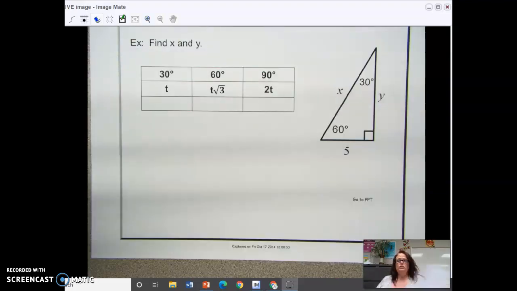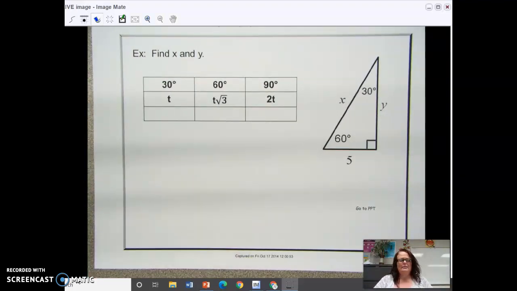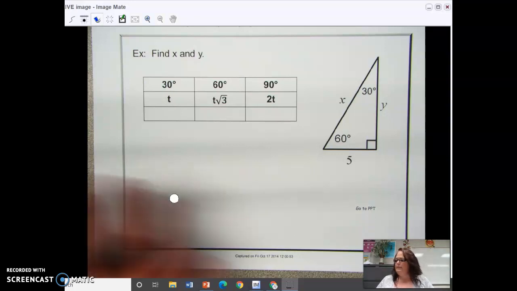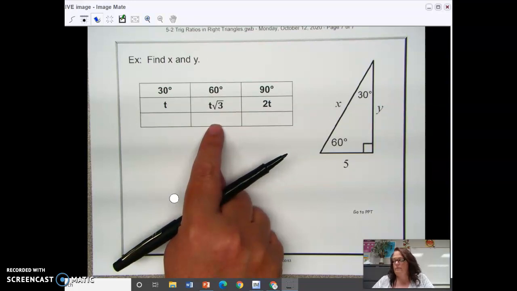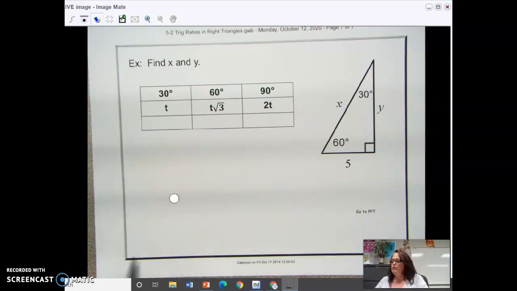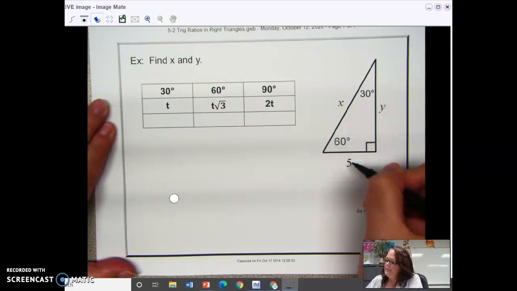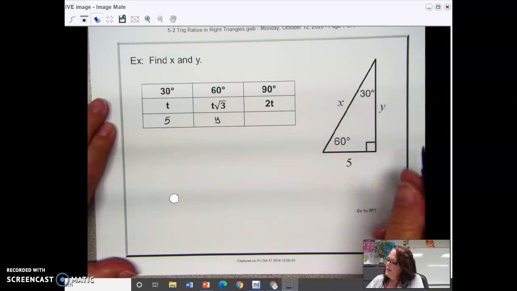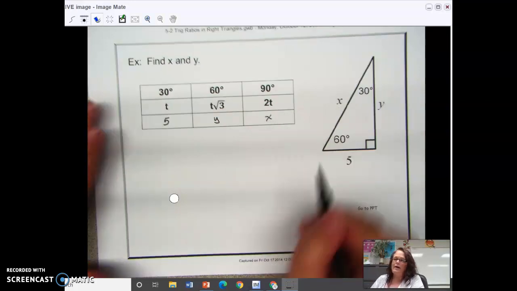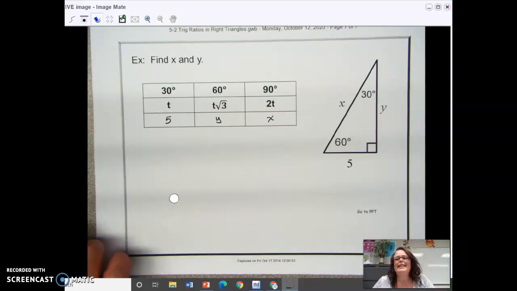Okay? So if we take a look at this triangle here, we want to figure out how we would fill in this table. So if we're looking at 30, opposite the 30 is the 5, opposite the 60 is the y, and opposite the 90 is the x. Now, if you were looking in the book, they're going to use scale factors of x for both the 45, 45, 90, and the 30, 60, 90. The problem I have with that is then you can't really decipher which one goes with which.